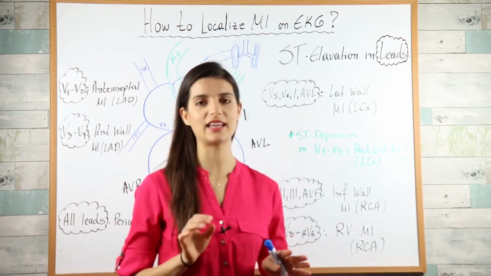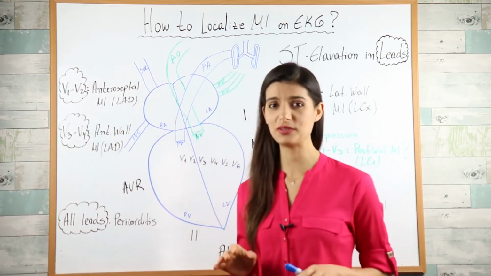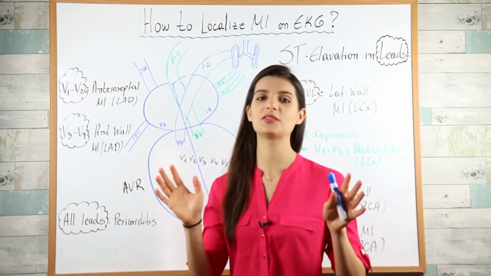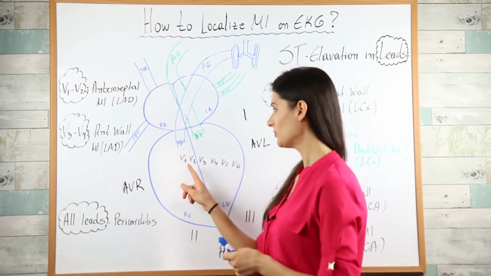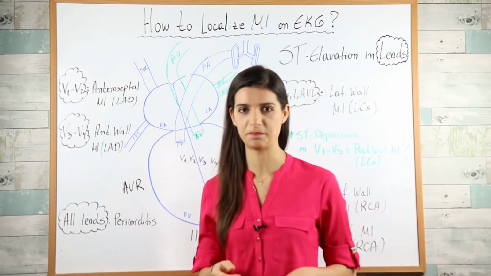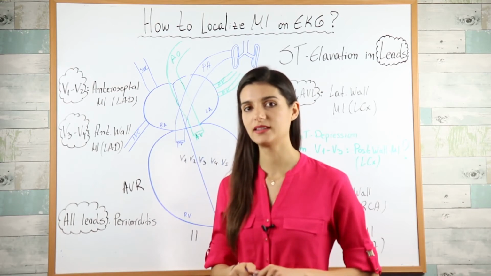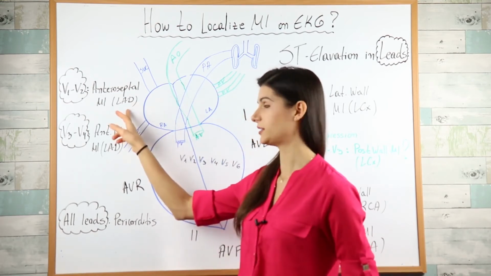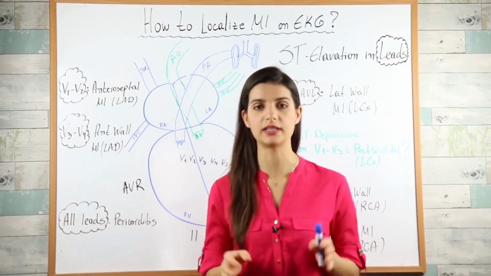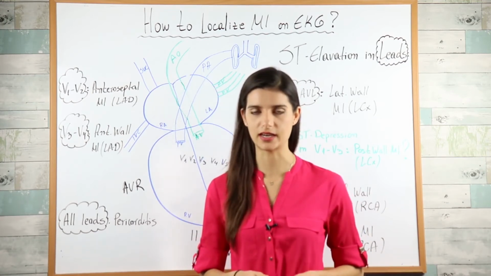Now let's discuss ST elevation first. If you see ST elevation in V1 and V2, you have diagnosed anteroseptal MI. Why is that? Because V1 and V2 are placed exactly on top of the interventricular septum. And which artery supplies it? The left anterior descending artery, which by the way is one of the 2 branches of the left main coronary artery. The other one is the left circumflex artery.